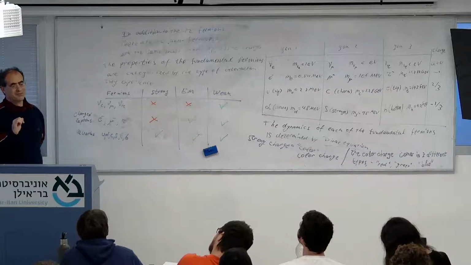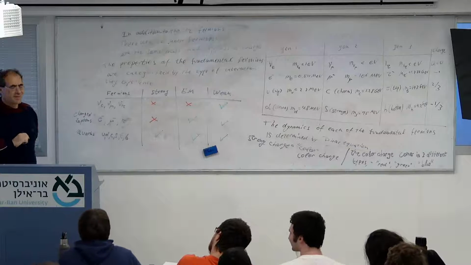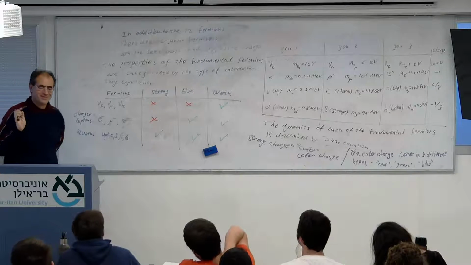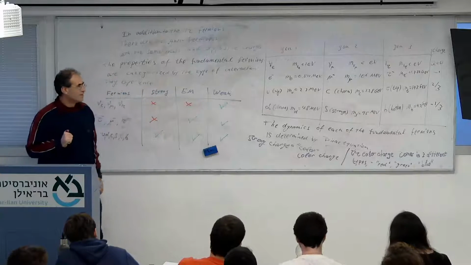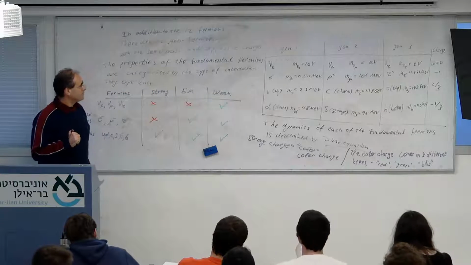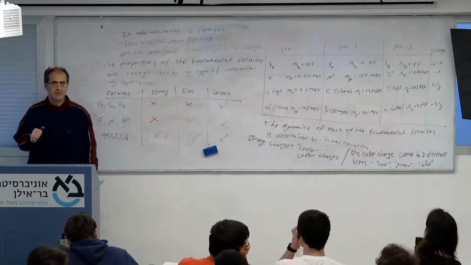It's a symmetry group. Why it is such, I don't know. This is something that comes out of nature. And of course, from here, you'll find out immediately that there should be exactly 8 gluons, but we'll discuss that later.